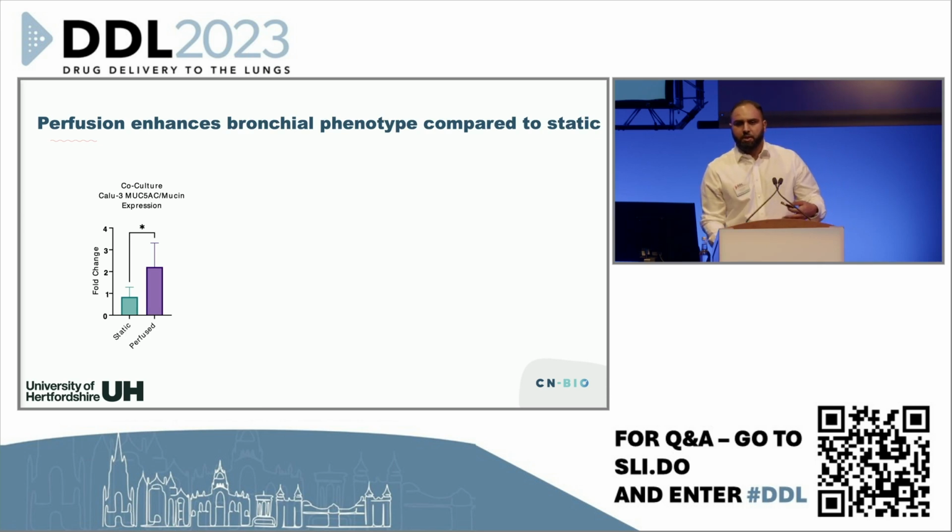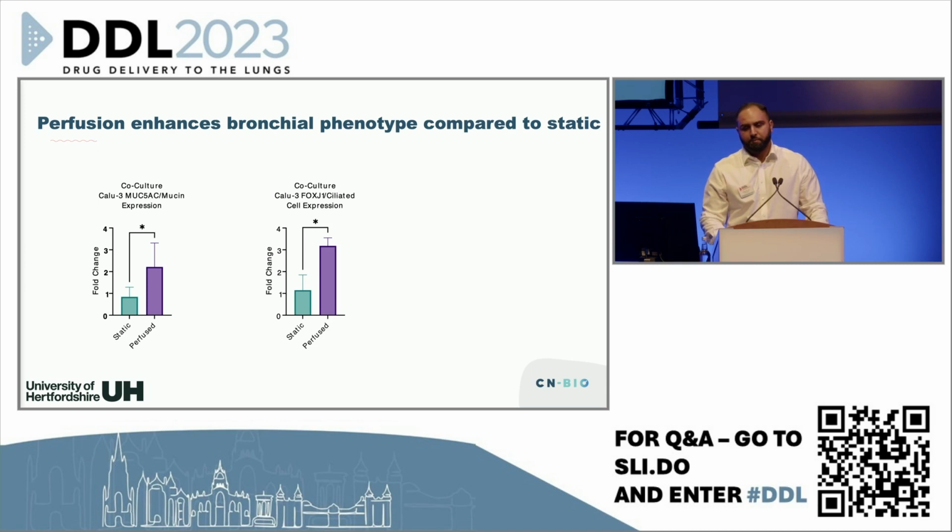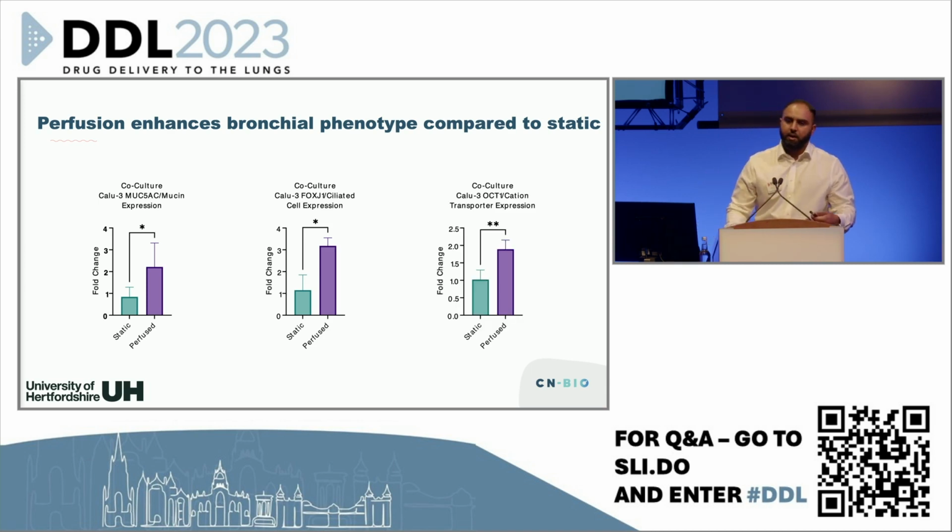Following on from the initial mucin expression of the qPCR that we generated, we also looked at ciliated cell expression, which is also increased, and OCT1 transporters, so a cation transporter that has been indicated in the transport of drugs such as salbutamol. So our perfusion is enhancing our bronchial phenotype.